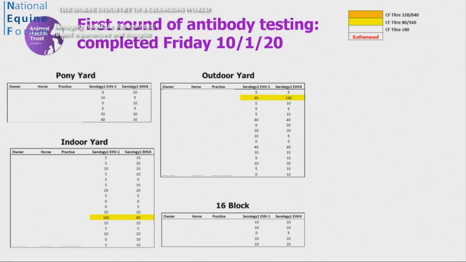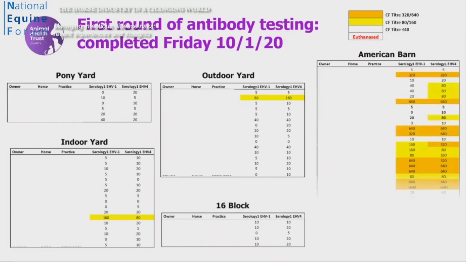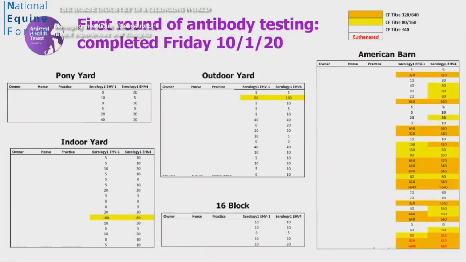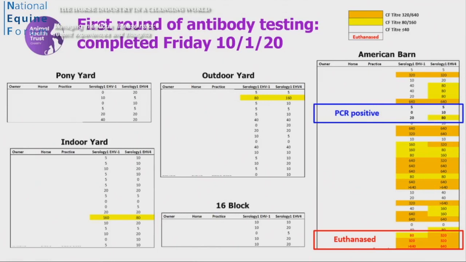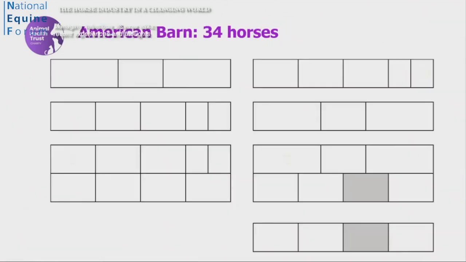Those 4 yards where we looked, we found very little. Let's contrast that now with the American barn. Lots of colour, lots of evidence that this virus had been circulating before we got to the case. By this stage, 3 animals had been euthanized, put down because of clinical neurological disease. And the 3 animals that I referred to being positive for virus are up there, low levels of antibody but virus positive. Could act as a source of ongoing infection.